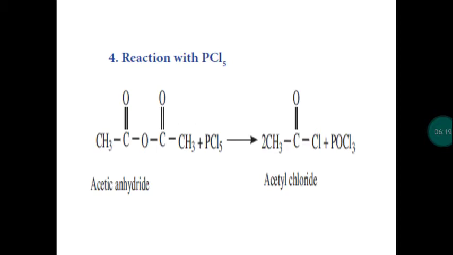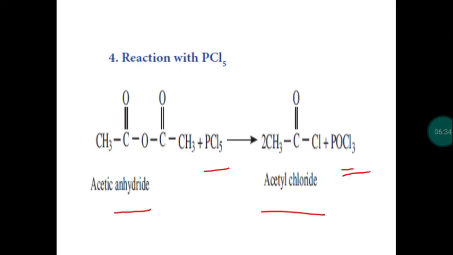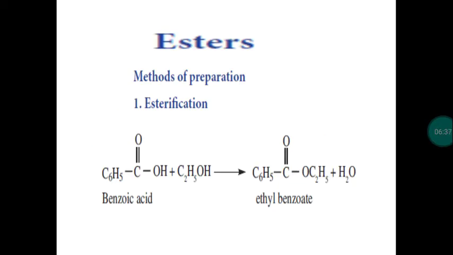Next, addition of phosphorus pentachloride. When phosphorus pentachloride is added with acetic anhydride, we get two molecules of acetyl chloride with the liberation of phosphonyl chloride. Okay, POCl3 is called phosphonyl chloride. With this, chemical properties of acid anhydride is over.